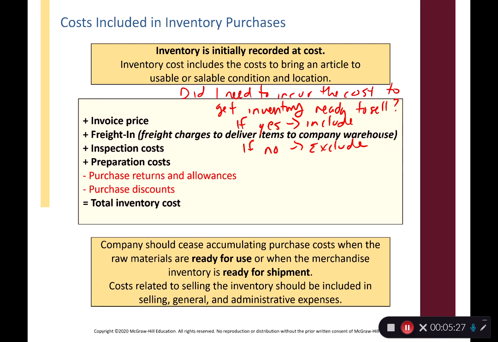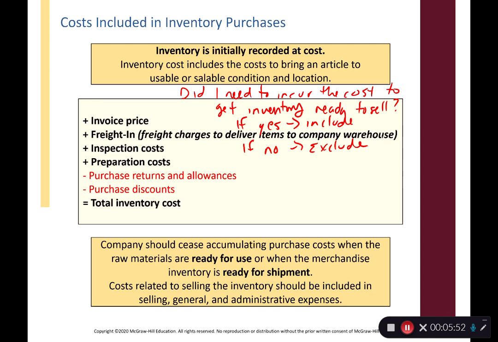Basically, any cost that's associated with selling the product or shipping it out to the customer is not necessary to get the inventory ready to sell. So those costs would be included in selling and administrative costs. They would not be part of inventory. So you've got to know where to draw the line. And the best way to do it is to ask yourself the question, did I need to incur the cost to get the inventory ready to sell?